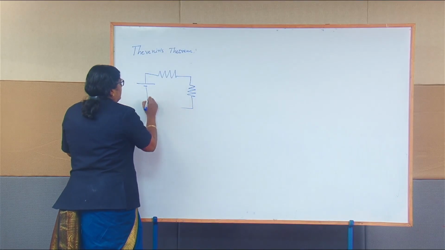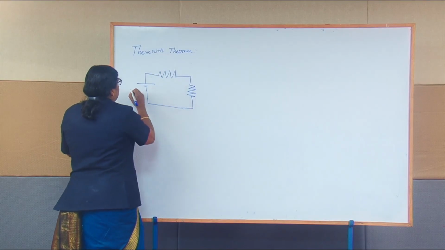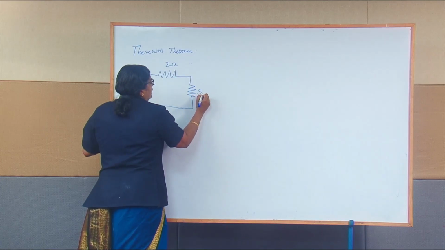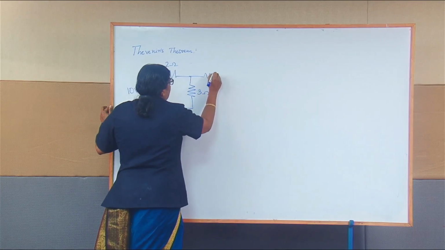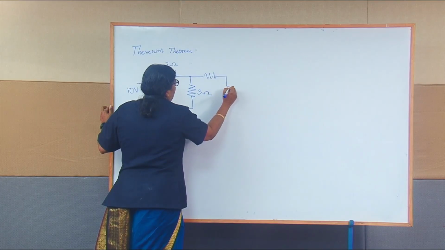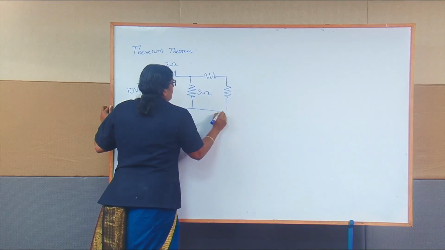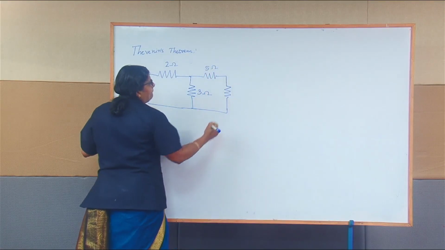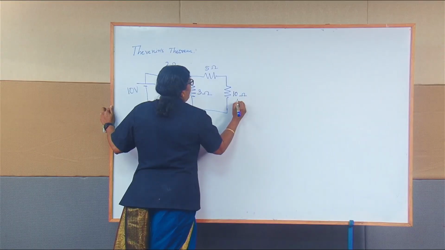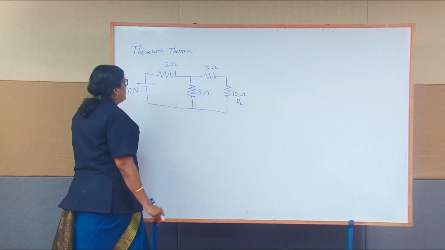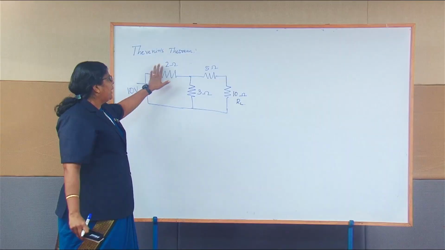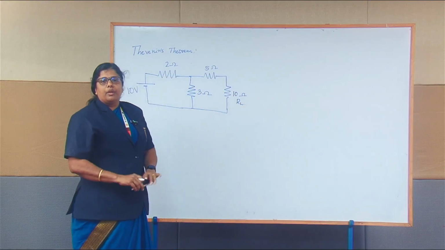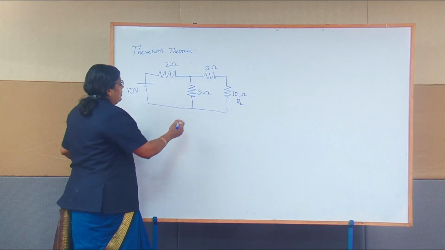Let's take three resistances and a voltage source of 10 volts. Let's take this circuit with a voltage source of 10 volts, three elements 2 ohm, 5 ohm, 3 ohm, and a load resistance of 10 ohm. Now we are going to convert that into a Thevenin's network.